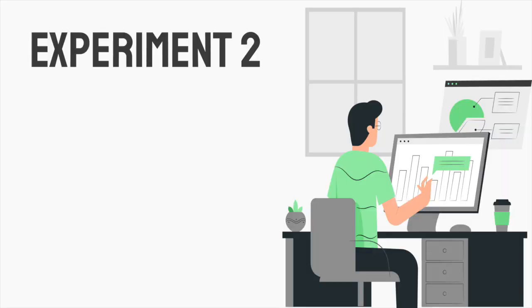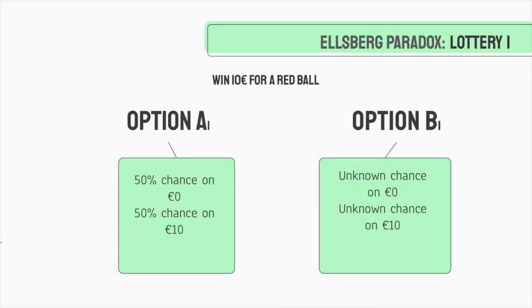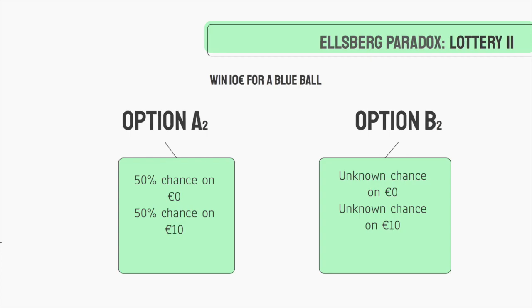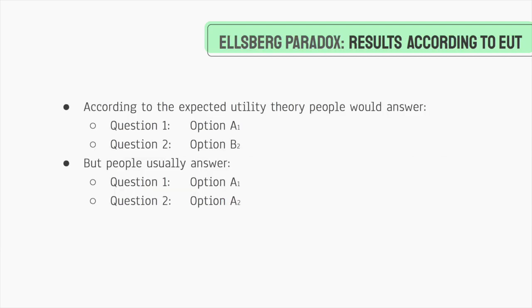So now that we've seen the hypothesis for experiment 2, we can get into the paradox connected to experiment 2, which is the Ellsberg paradox. First, to revise the options, option A1 and B1 were first a 50-50% chance and an unknown chance, which was also repeated in option A2 and B2. Yet, in the first one you could win 10 euros for the red ball, and in the second one you could win 10 euros for a blue ball. People, according to the expected utility theory, would therefore first answer option A1, as explained in the video, and after that they would choose B2.